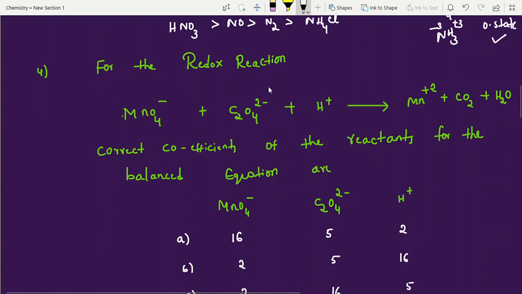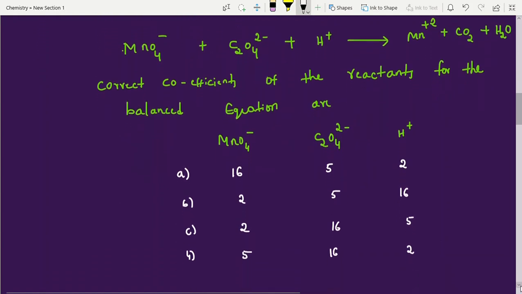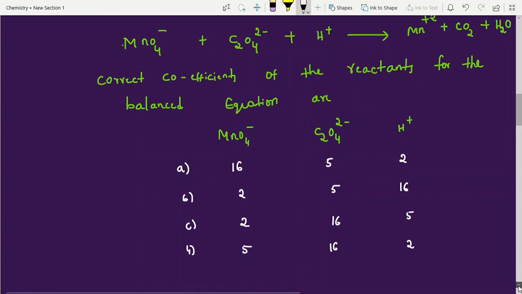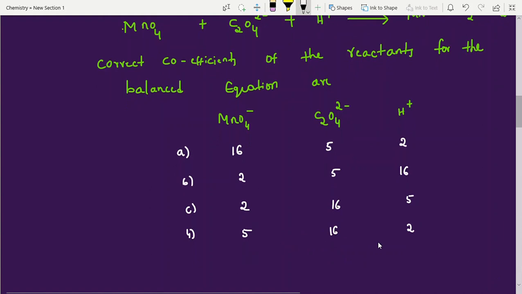For the redox reaction, next question. For the redox reaction, this is the reaction: MnO4 minus plus C2O4 2 minus plus H plus gives rise to Mn2 plus, CO2 plus water. Correct coefficient of the reactant for the balanced equation. Here they are asking about balancing, and I have uploaded the best shortcut. I think everybody has gone through it. So what is this? Charge balancing. Students, charge balancing. So can we do it now? Along with me, you also do it. So, charge balancing.